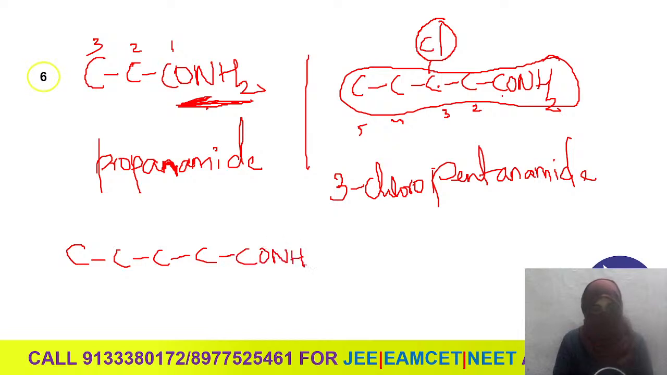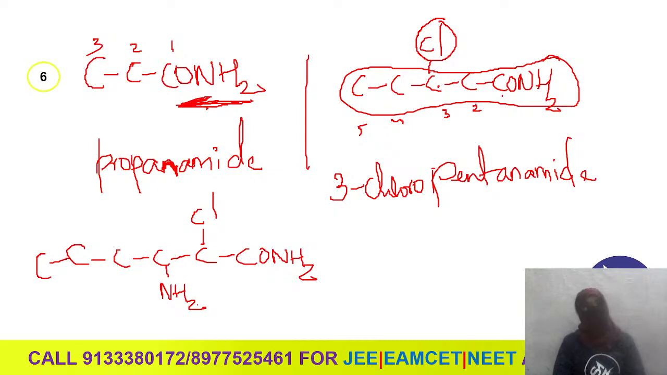I'm using the same chain. Now I'll just increase the carbon chain. So I'll put here chlorine. I'll put here an amino group. So again, there are three functional groups. Whenever you are finding more than one functional group, please identify which is the highest priority. The one which is higher priority will be the functional group written as suffix. The ones which are lower priority are considered as substituents, written as prefixes.